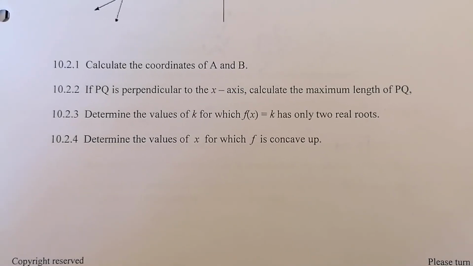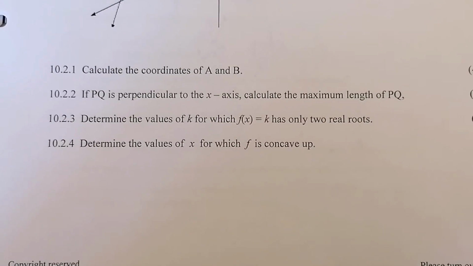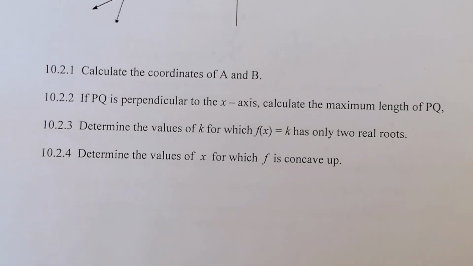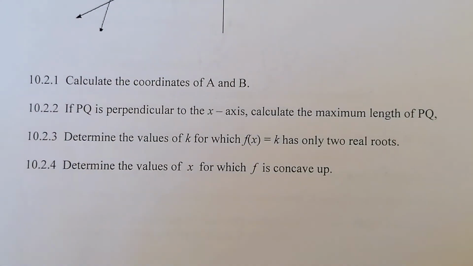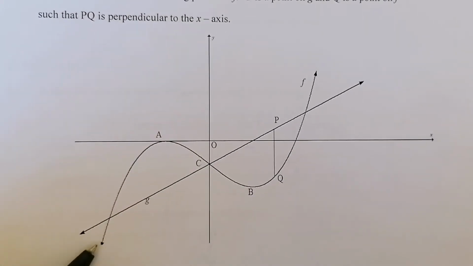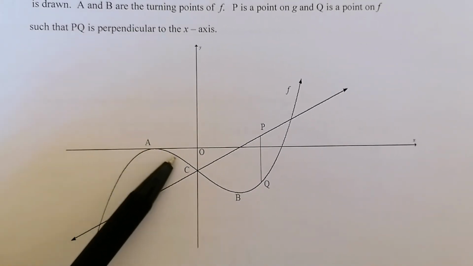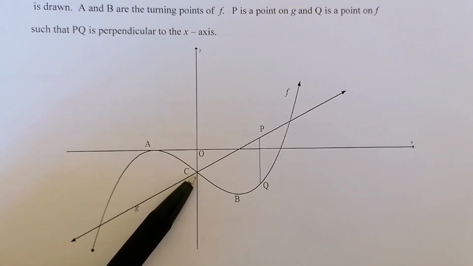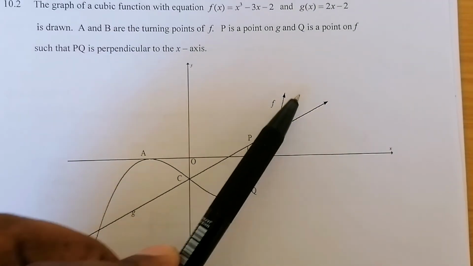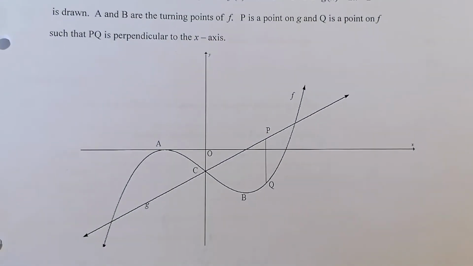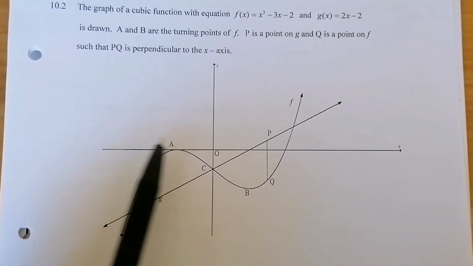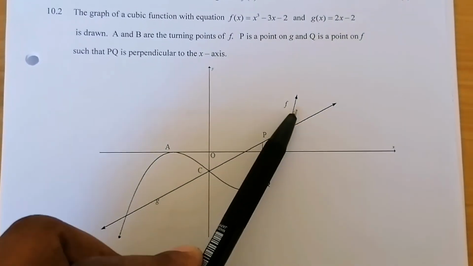Last question, 10.4. Determine the values of x for which f is concave up. Let's go to f again. Can you see that from here right up to there, f is concave down? From here right up to infinity, f is concave up. Now, they want to know for which values of x this graph will be concave up.